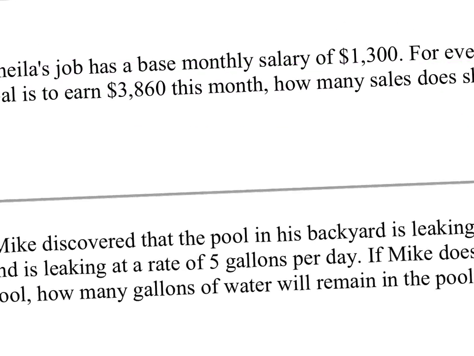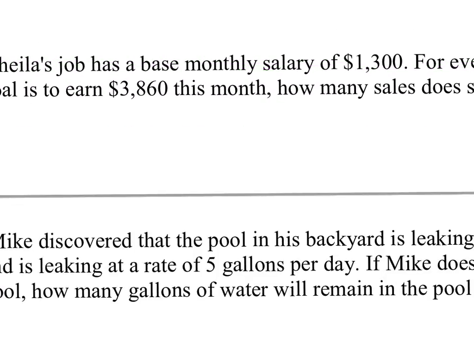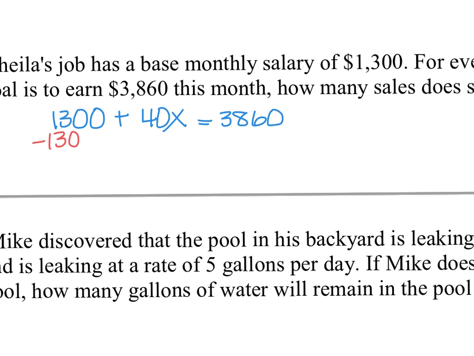Well, we know that Sheila's going to make, for sure, $1,300. And she adds to that $40 per sale, or 40x. And she wants that total to equal 3,860. So if we solve this equation for x, we'll know how many sales she needs to make to meet her goal. To get the x by itself, we are going to subtract 1,300 from both sides.